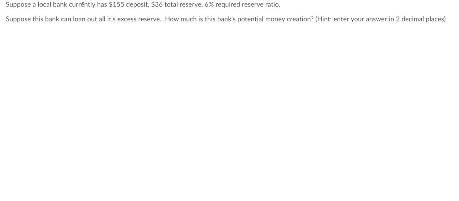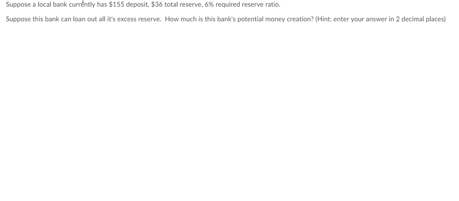So a typical question looks like this. It says, suppose a local bank currently has $155 in deposits, $36 in total reserve, and a 6% required reserve ratio. A couple of definitions you need to know. First, what is a total reserve? Anytime you hear the word reserve in this chapter, it just means cash. So $36 total cash, that's just how much cash they have right now. And then the required reserve ratio, that's the percentage of the deposit the banks are required to have in the bank. So it's not how much money they have in the bank, that's how much money they're required to have.